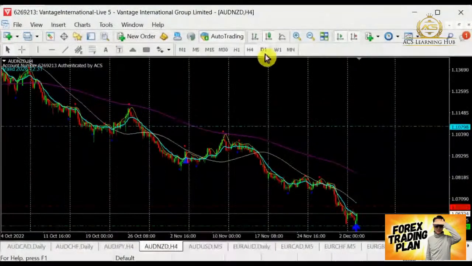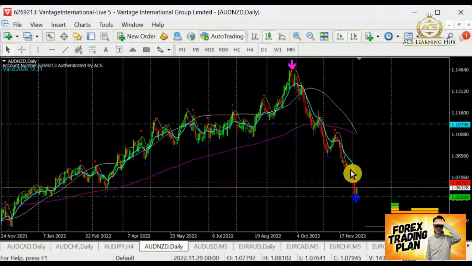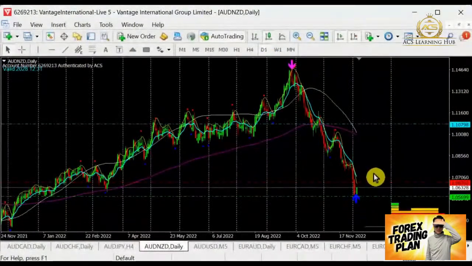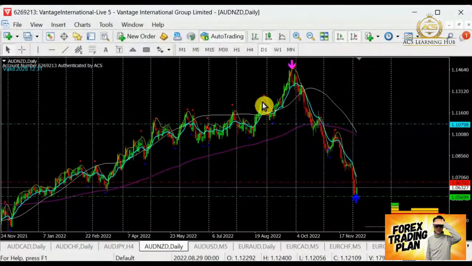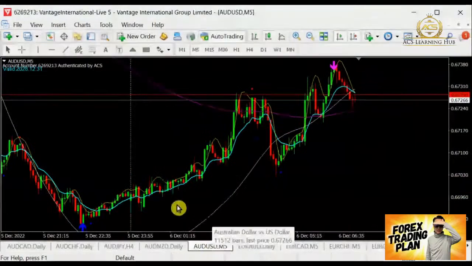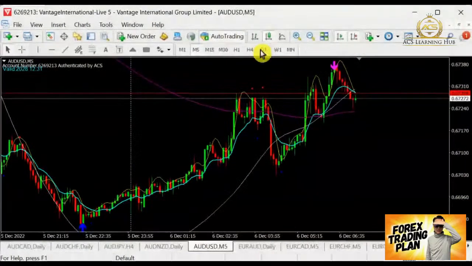Well, for Aussie Kiwi, we are in the bear, and today we are experiencing some retracement. So today is a retracement day for the Aussie Kiwi, so I'm going to leave it out first. All right, next to go, Aussie dollar. Let's take a look at Aussie dollar.